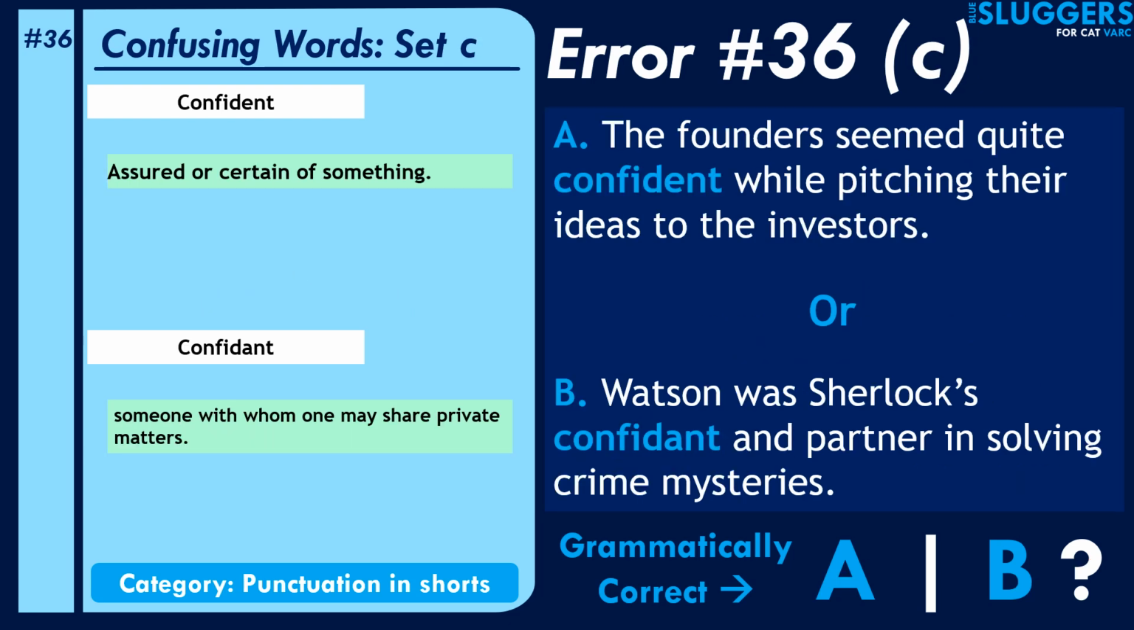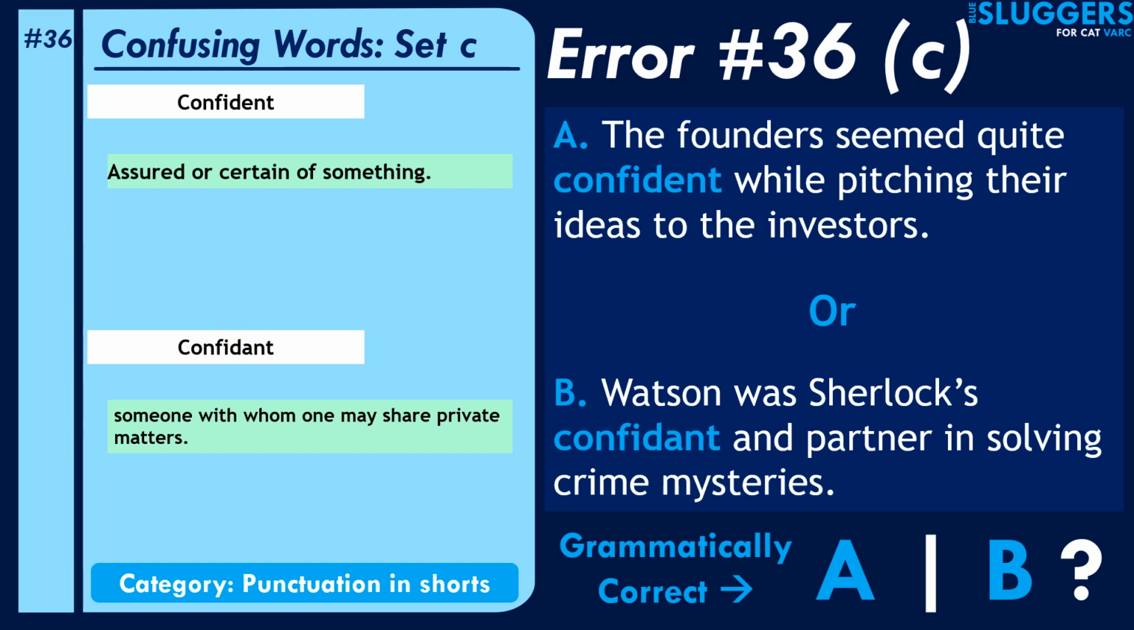Okay, next set of words is confident and confidant. Confident is when you're quite assured and certain of something, right? The founders seemed quite confident while pitching their ideas to the investors. So confident, like the usual meaning of the word. Confidant, however, the way you can think about it is the person about whom you are confident that they will not spill your secrets, right? This is the one in whom you can confide your secrets.